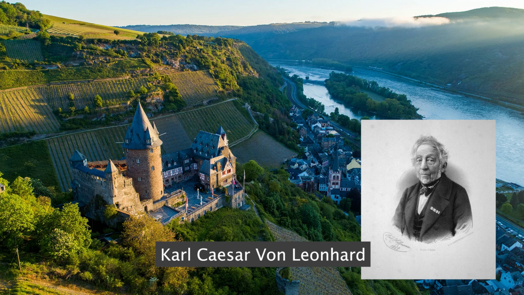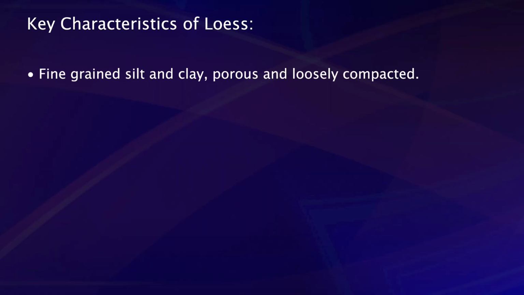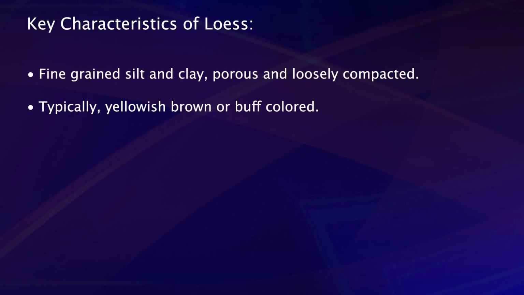These depositional landforms generally occur at far places from the source area. The source area can be a desert area, floodplains of a river valley, coastal areas and glacial outwash plains. Key characteristics of loess. These are fine-grained silt and clay, porous and loosely compacted, typically yellowish brown or buff colored.